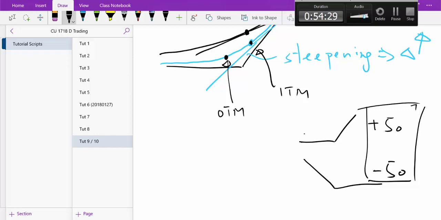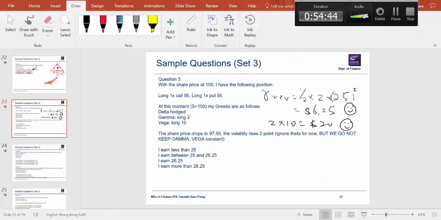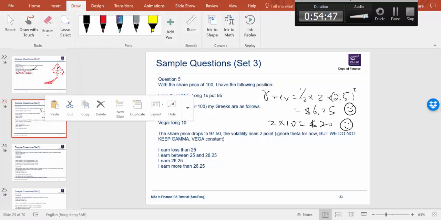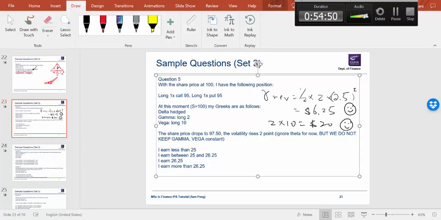The moment things start to move around, you're going to make money from delta, from either your call or from your put. That to me is a better or equally valid explanation as to why you make more than 26.25, because this so-called delta hedge does not tell the full picture of what is going on when you are long a call and long a put, and the call delta and the put delta are hedging each other.